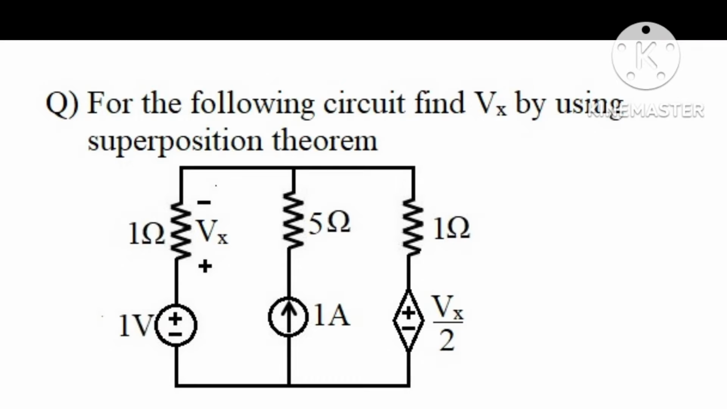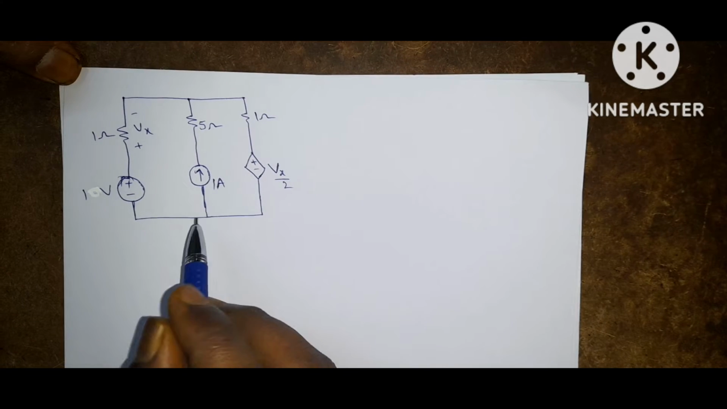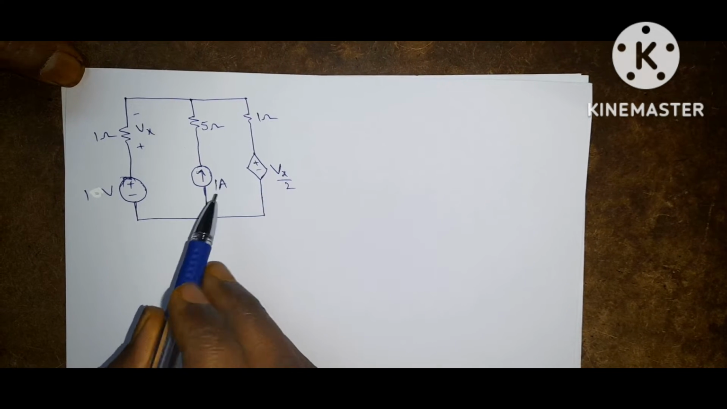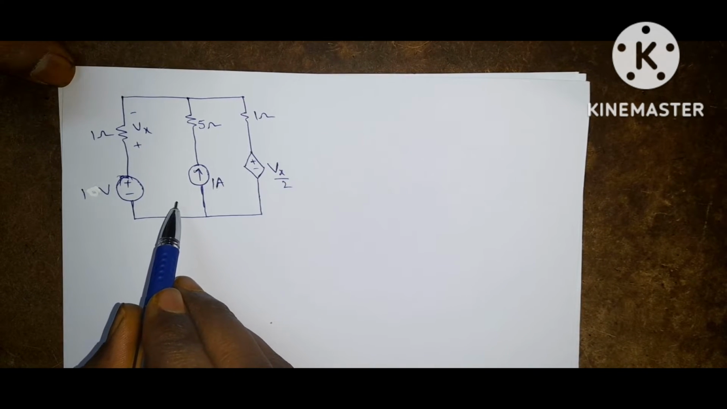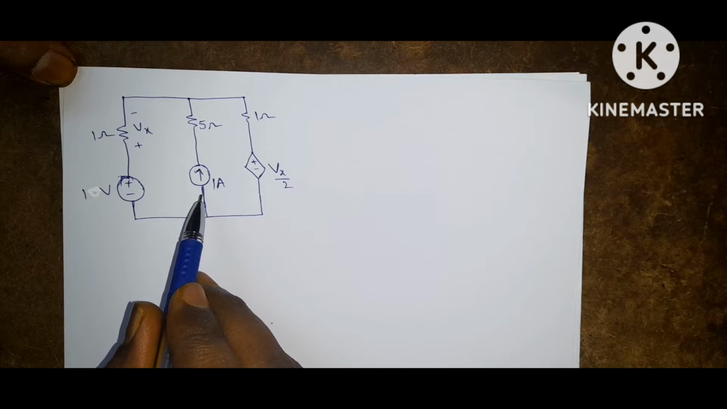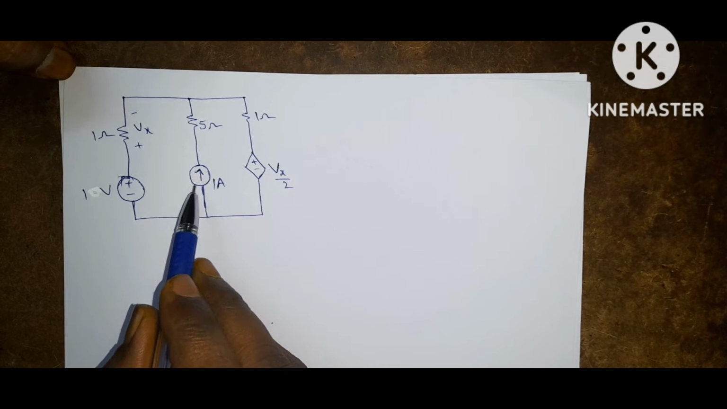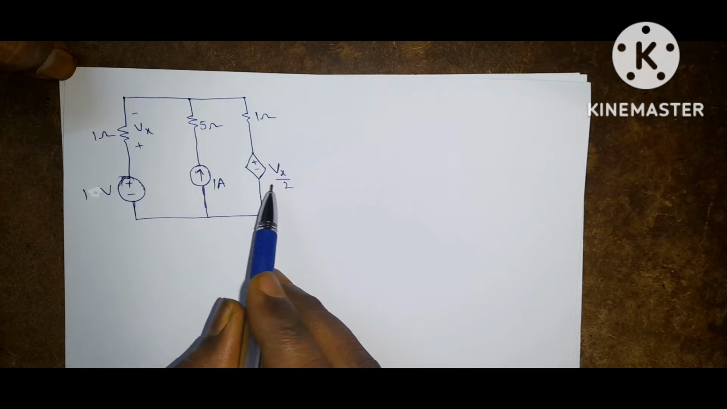Next question is, for the following circuit, find Vx by using superposition theorem. This is the given circuit. Whenever we are solving a problem by using superposition theorem, only one source must be acting alone. Other sources, if it is a current source, should be replaced by open circuit. If it is a voltage source, it should be replaced by short circuit. And dependent sources are kept as they are.